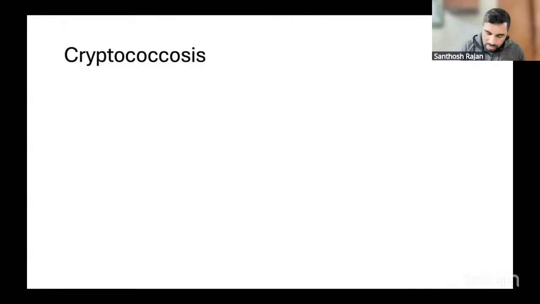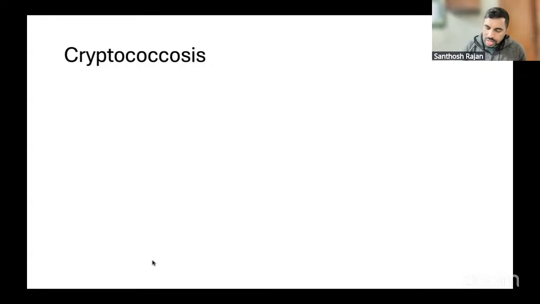Otherwise, for the capsule, you can do one more thing: the latex agglutination test, which is again the gold standard, because it detects the capsule antigen. When it comes to culture, you have many culture media. You can use SDA media, where you can see white yeast colonies with typical oval budding yeast cells.